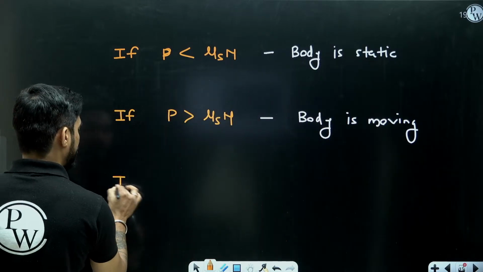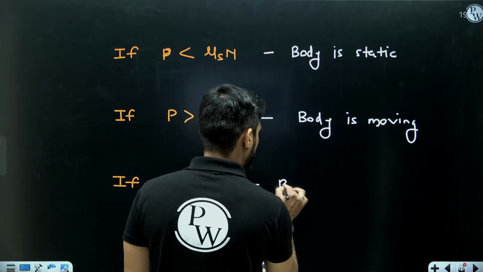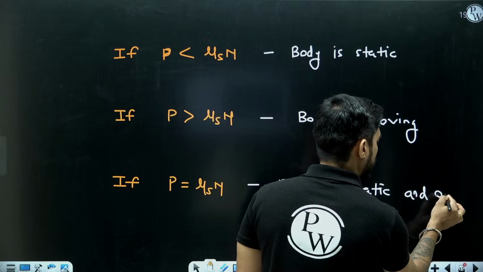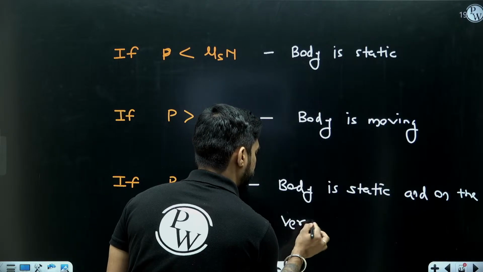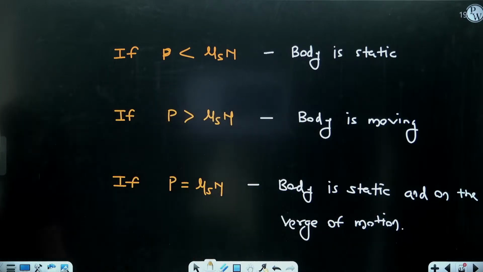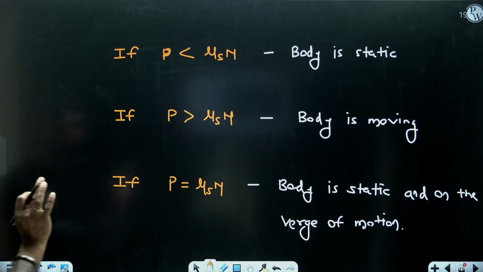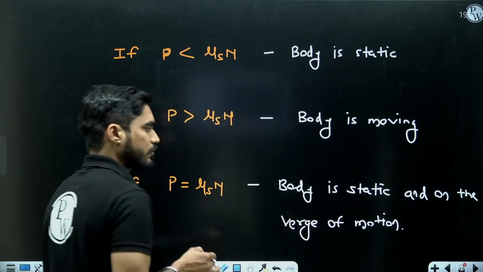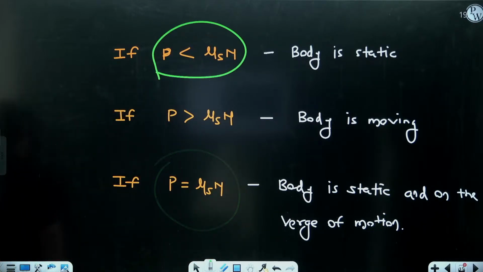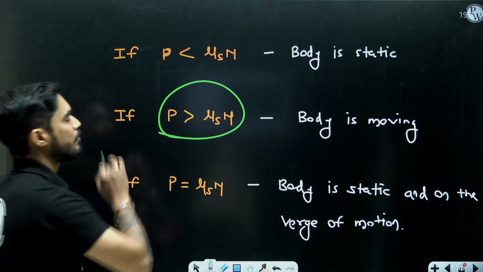Now what if P is equal to mu s into N? If P is equal to mu s into N, the body is still static, and on the verge of motion. So even if P is equal to mu s into N, the body is still static. It is not actually moving, but it is on the verge of motion. So in this chapter, we will deal with problems where P will be either less than mu s into N or equal to mu s into N. But when we study the kinetic part, then we will consider the case when P becomes greater than mu s into N.